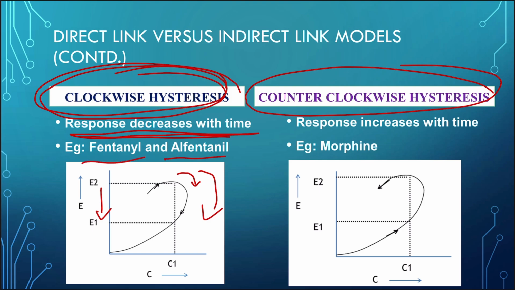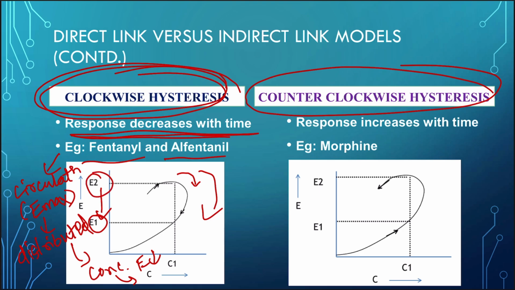So the reason behind this is these drugs initially get absorbed into the circulation very fast. Because of that they will have the maximum effect, that is the Emax, and then after that these drugs from the circulation get distributed to other tissues. Because of this distribution, later on the concentration will decrease, and as a result the effect will also decrease, that is E1 is very much less compared to E2. This is the reason why we get clockwise hysteresis in the case of drugs like alfentanil and fentanyl.